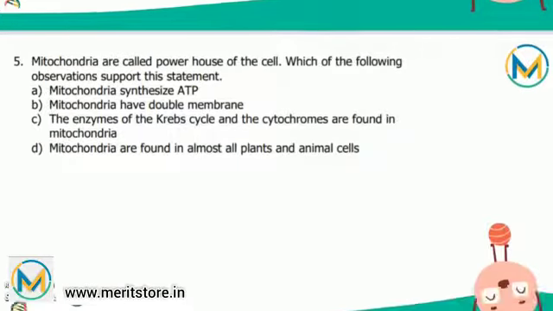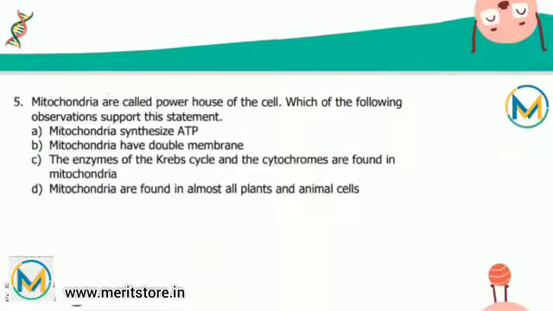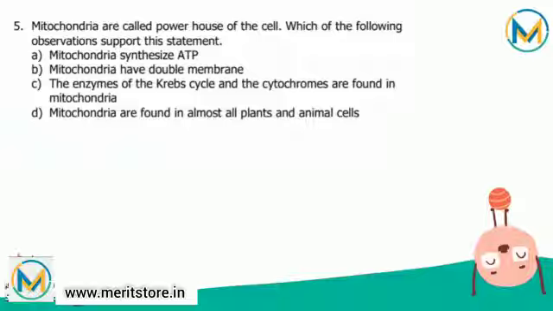Looking towards the last question: mitochondria are called the powerhouse of the cell. Which of the following observations support this statement? Mitochondria synthesize ATP, mitochondria have a double membrane, enzymes of the Krebs cycle and the cytochromes are found in mitochondria, and mitochondria are found in almost all plant and animal cells. Mitochondria are called the powerhouse of the cell because they generate energy-rich molecules, ATP, from food by the process of aerobic respiration, which is required for various cell operations. Thus the correct answer is option A: mitochondria synthesize ATP. Option A.